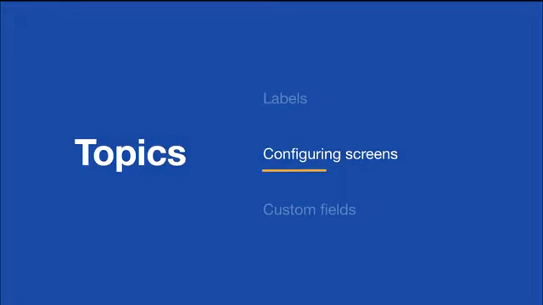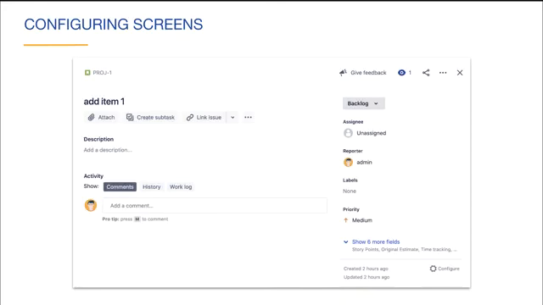Next, we will discuss configuring screens. Screens display fields of an issue and can differ depending on the context. Here's an example of a screen showing an issue's details. Jira project administrators and Jira administrators can configure the layout of these screens for the project. Let's make a simple configuration change.